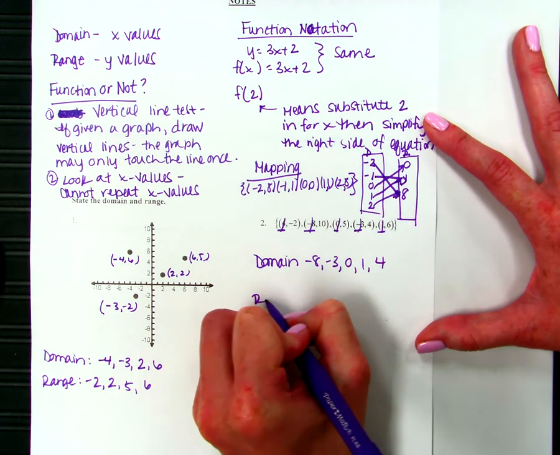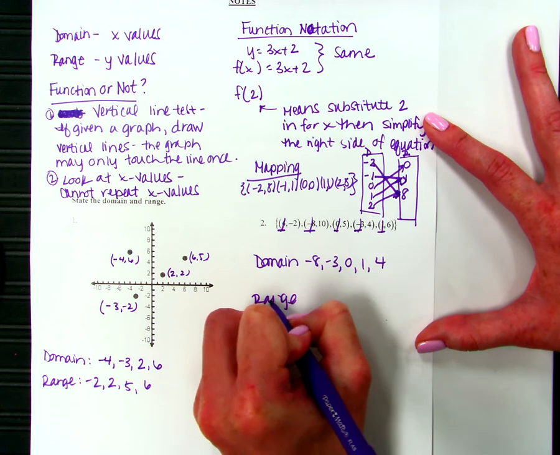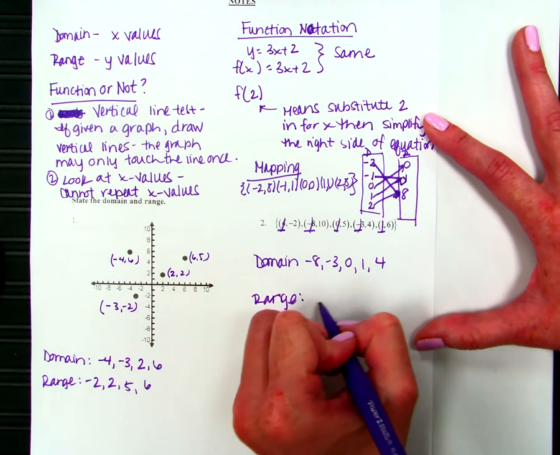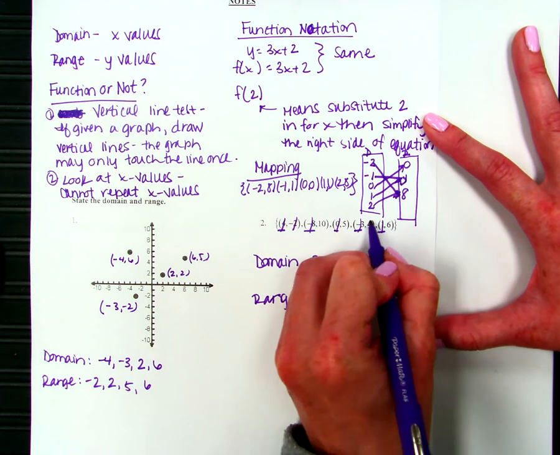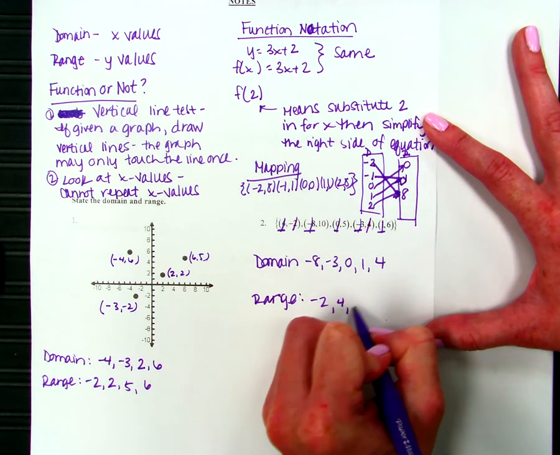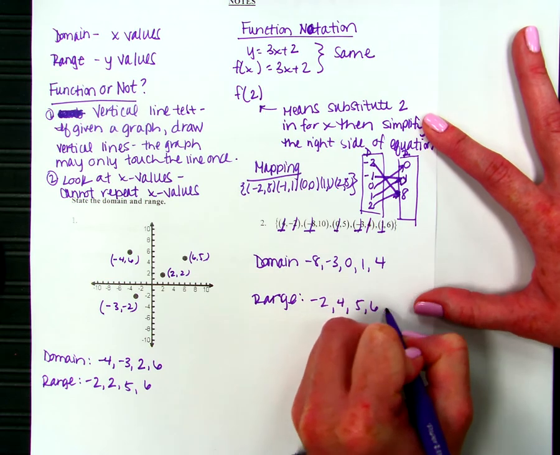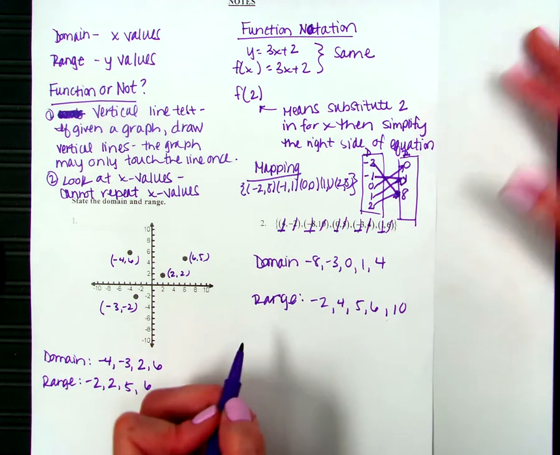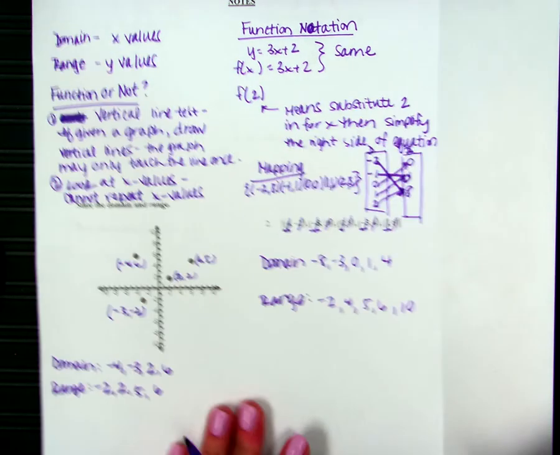My range is all my y's, so everything I have left over. I start with negative 2, 4, 5, 6, and 10. So there's my domain and range for number 2.